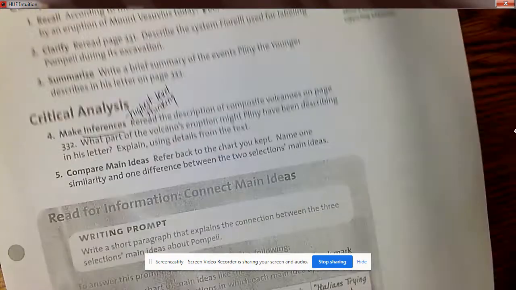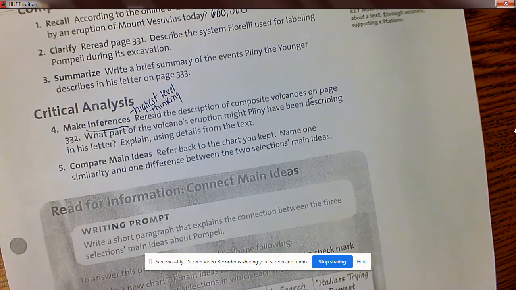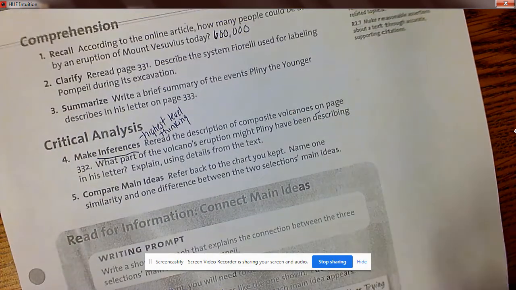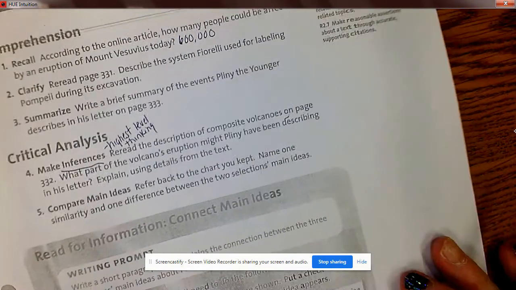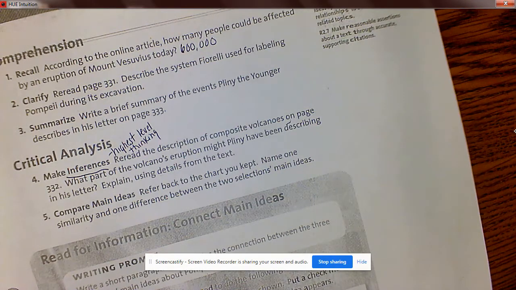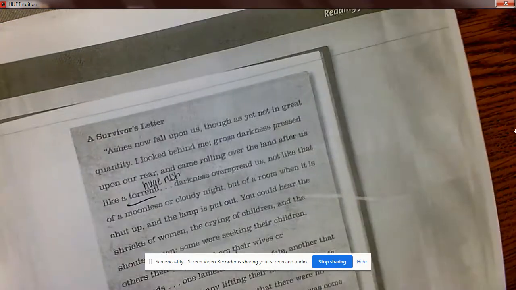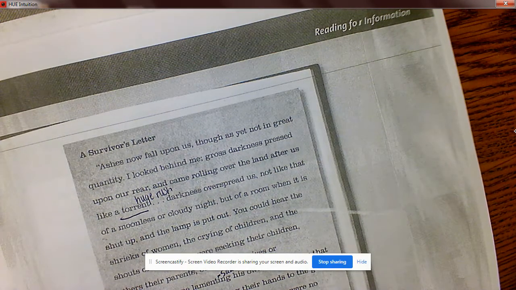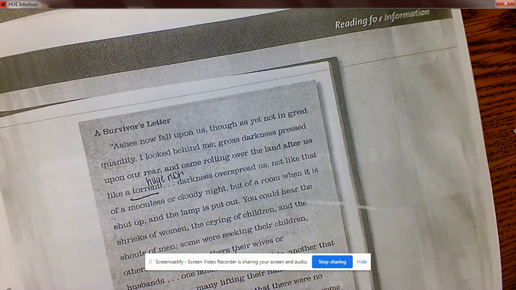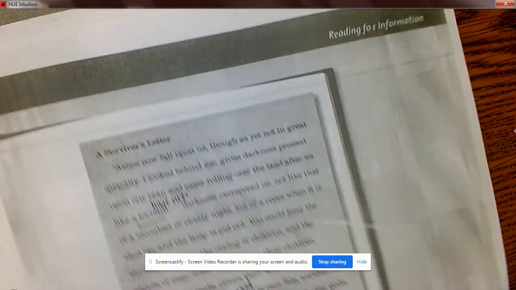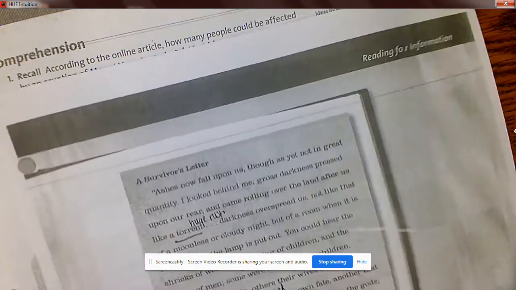Okay, so now I'm going to go back and answer this question and see if I can answer it better. Reread the description of composite volcanoes on page 332. What part of the volcano's eruption might Pliny have been describing in his letter? Explain using details from the text. Okay, so in his letter: ashes now fall upon us, though as yet not in great quantity. I looked behind me, gross darkness pressed upon our rear. Oh, already I think I know the answer. What's the answer? What part of the explosion is he talking about?